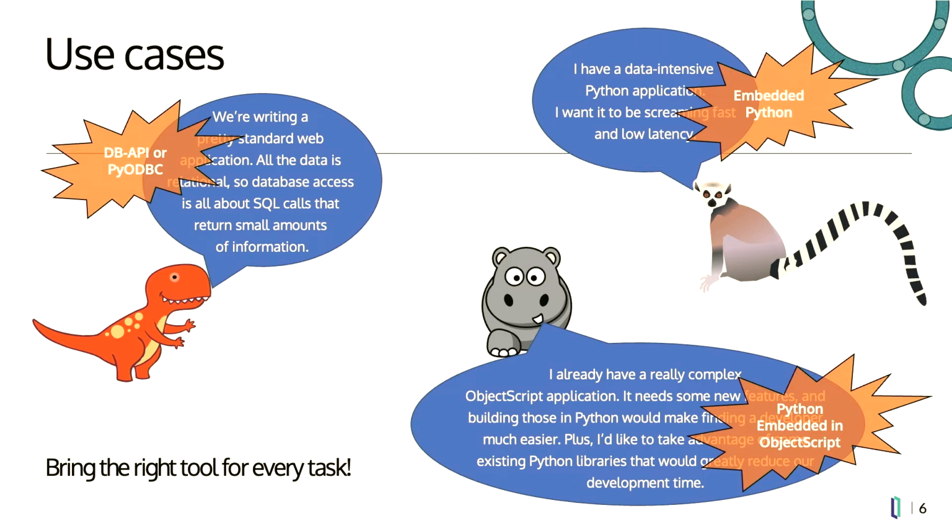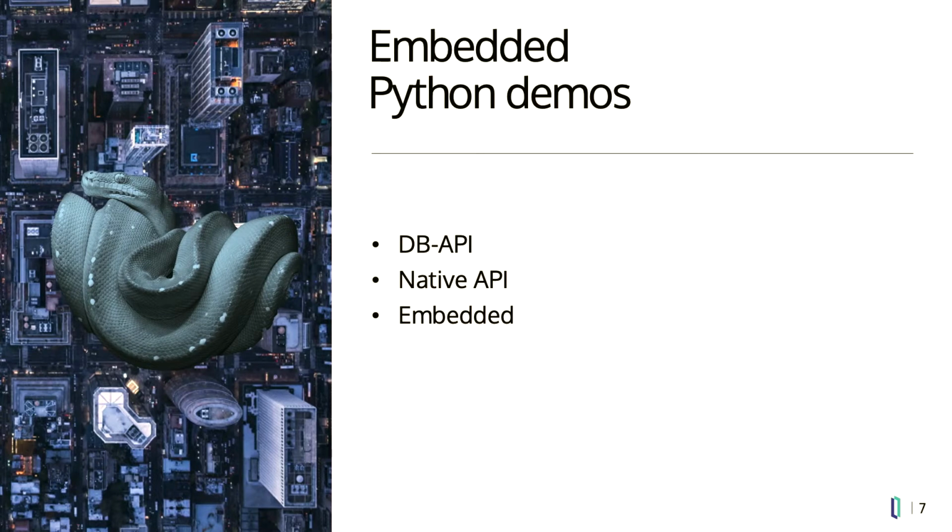So I hope most people fall into one of those use cases, and if you don't, we'll talk about that in Q&A. Hopefully that gives you a little bit of an overview of how these features and technologies have been designed to meet various use cases. And now I'm going to show some demo code about how some of these things work. We're going to look at DB API, native API, and embedded Python. We're only doing 3 out of 5 because obviously DB API and PyODBC would look very similar, just different drivers.